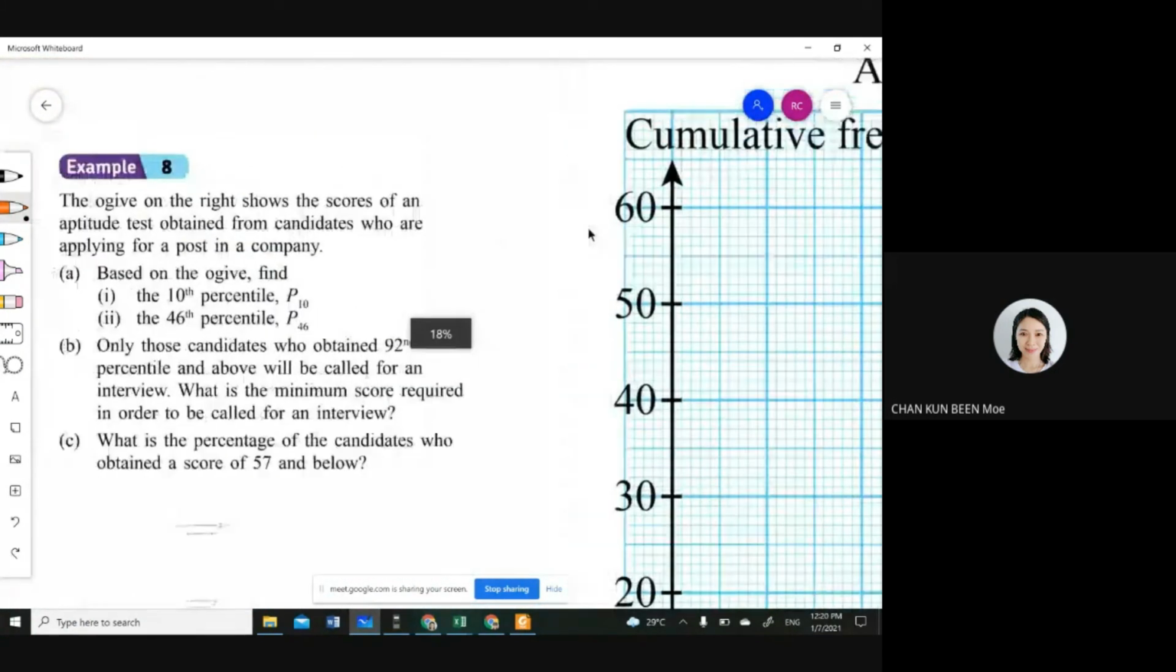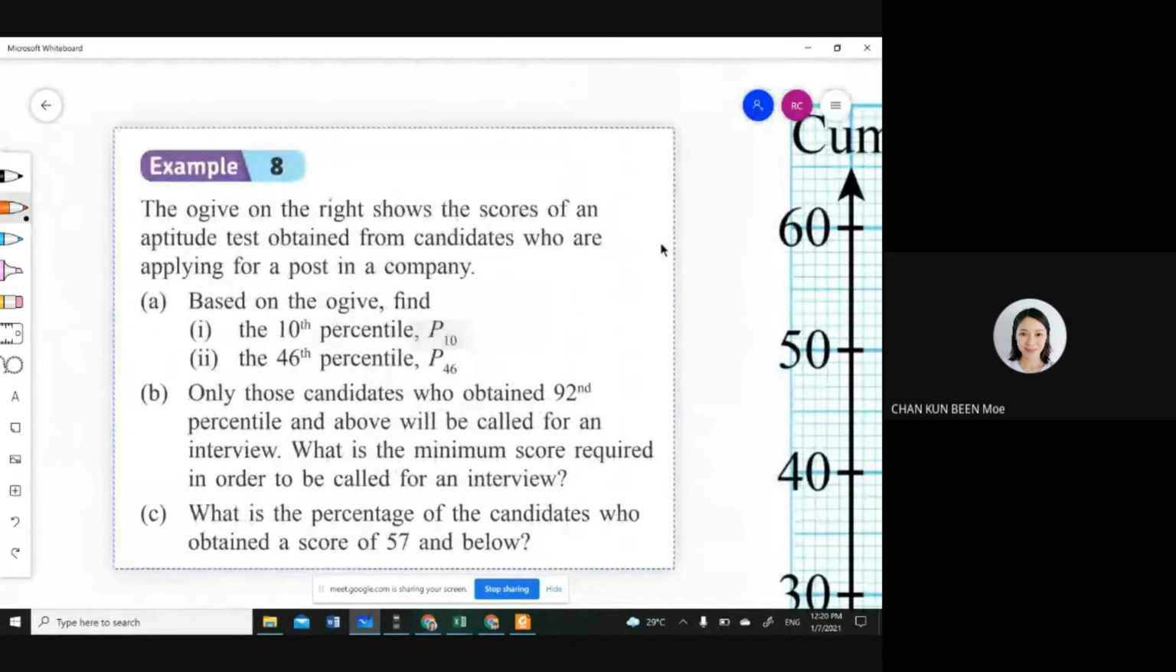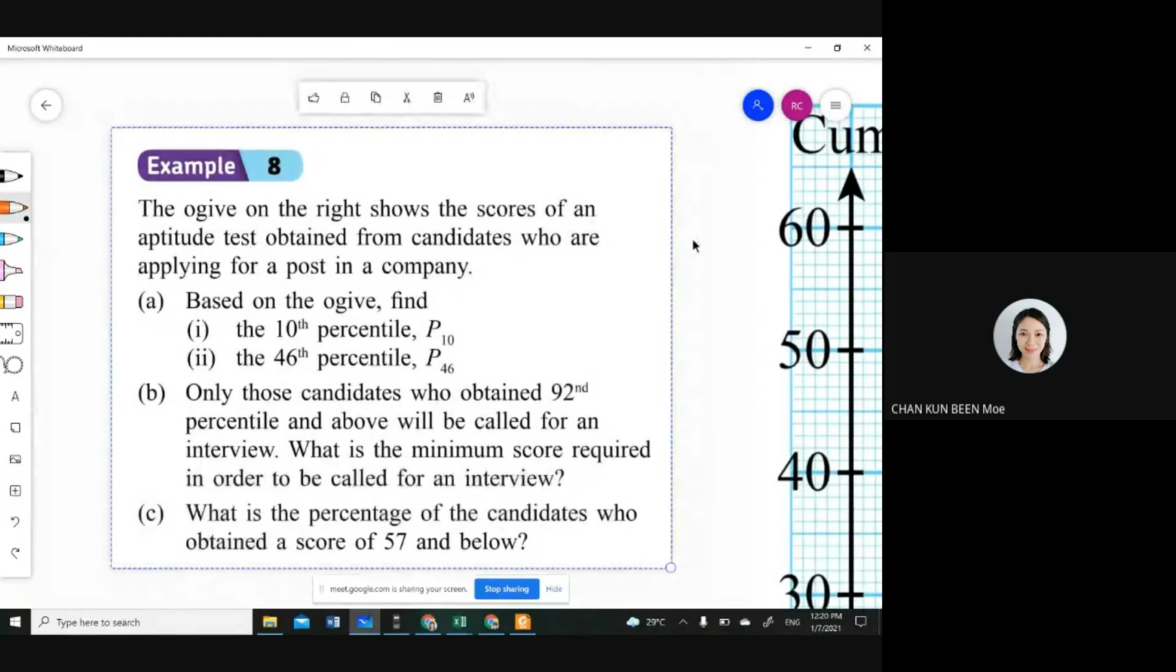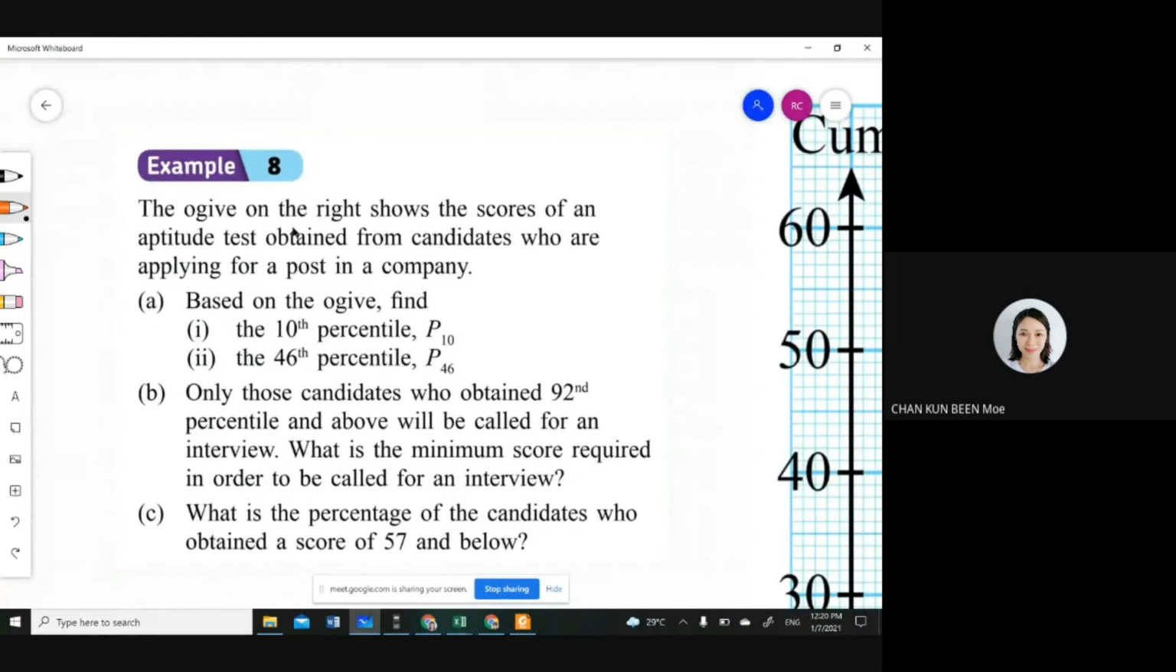This one. Example 8. I think this is the last example. Okay. The ogive on the right shows the scores of an aptitude test. Do you know what is an aptitude test?